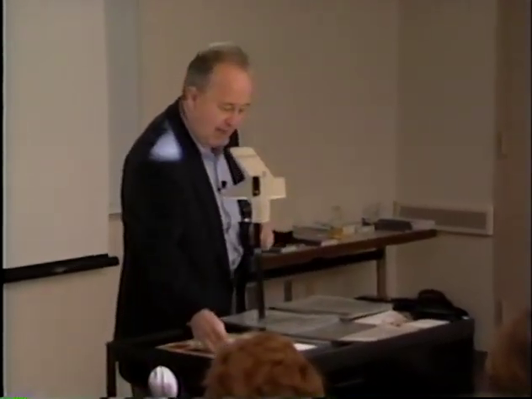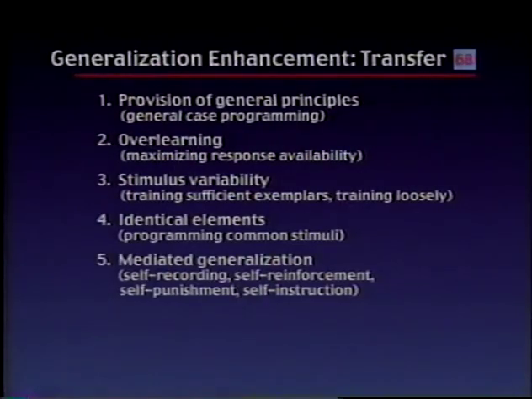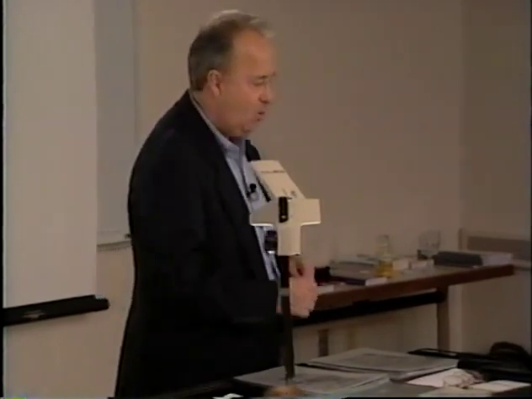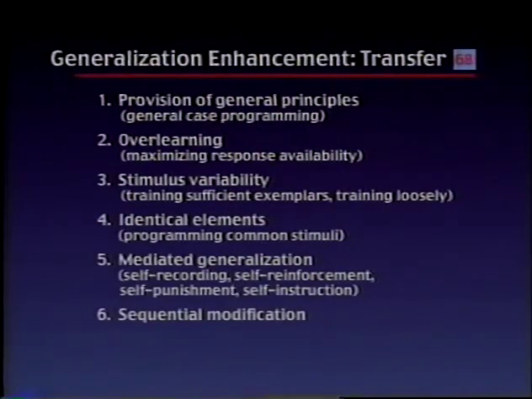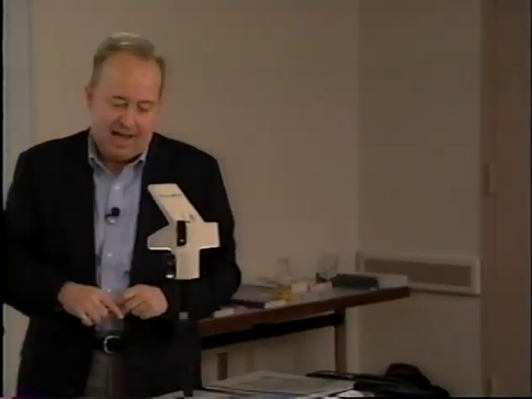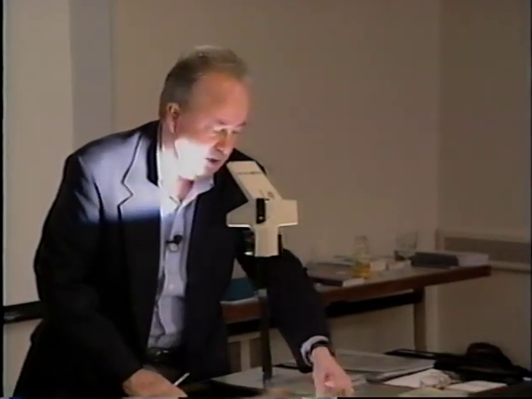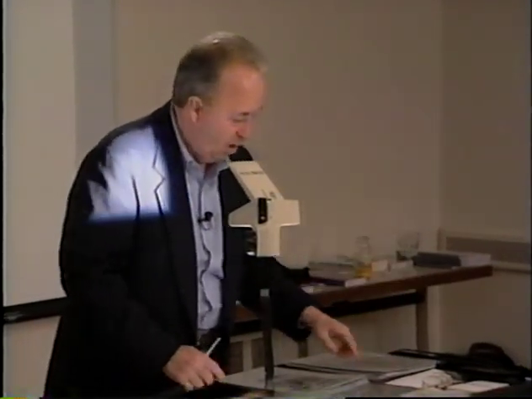And the final principle that helps transfer has to do with mediated generalization. That's all that means is the individual can be his own transfer agent. Teach him how to keep track of how well he's doing. Praise himself if he's doing well, sanction himself if he's doing poorly. The last thing on this list, sequential modification, is a way that you'll see in a moment of training the other people in the kid's life to also be trainers. We're going to look at that now as we move in a little bit to the role of other people.